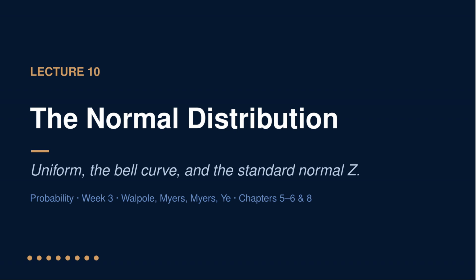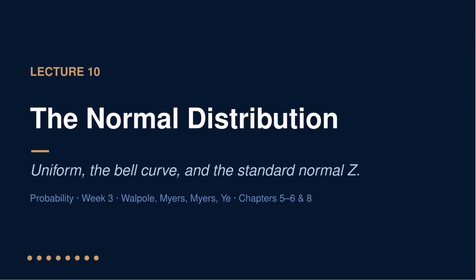Right, and the remarkable part is they pile up in almost exactly the same shape every time, a smooth, symmetric bell. That shape has a name and a formula, and it's the single most important curve in all of statistics. So, Week 3, Lecture 10, the normal distribution. We'll meet the bell curve, learn to read it with one table, and by the end, you'll be able to turn almost any "what's the chance" question into a quick lookup.